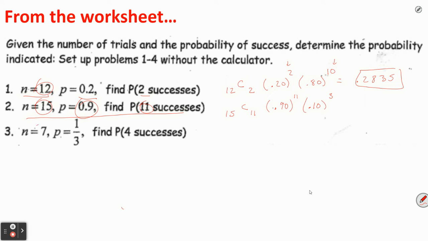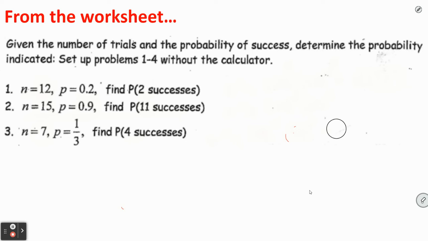And one final one then, 7 choose 4. Probability of success is 1/3. We want 4 successes, which means the probability of failure to get it to add up to 1 is 2/3 to the power of 3. Again, I'll let you use a calculator so I can keep this somewhat brief to see what those values are.